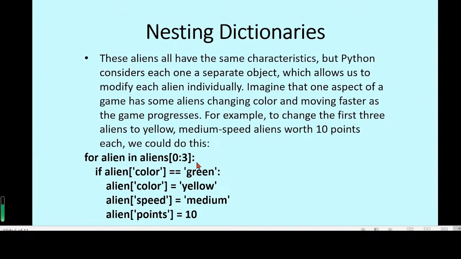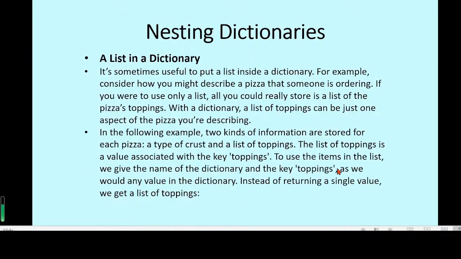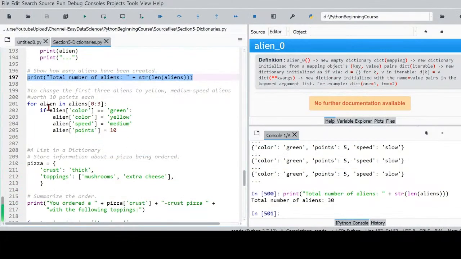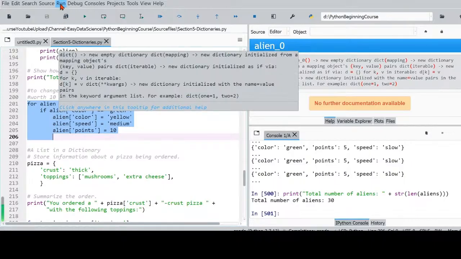We write a for loop for the first 3 aliens in this list. Then the if test: if the alien's color is green, then we change it to yellow, change the speed to medium, and change the alien's points to 10. So we can set the alien's color, speed, and points to these values if the alien's color is green in the first 3 aliens.